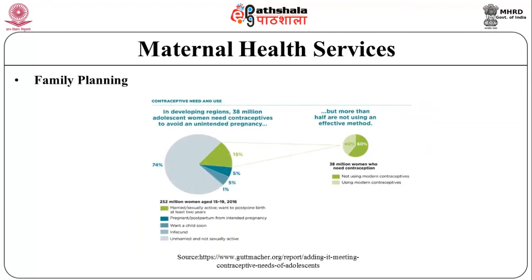Now this figure illustrates the contraceptive need and use globally. It shows that in developing region 38 million adolescent women need contraceptives to avoid an unintended pregnancy, but around 60% are not using modern contraceptives.